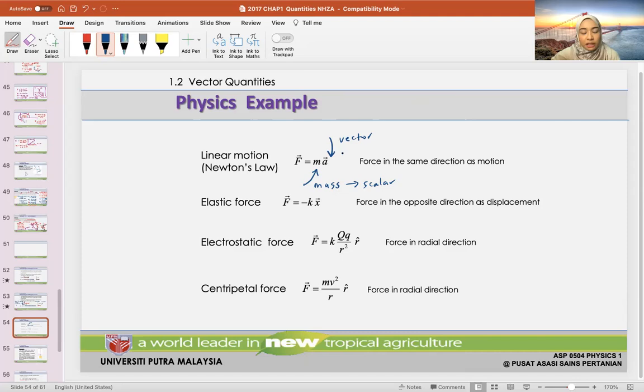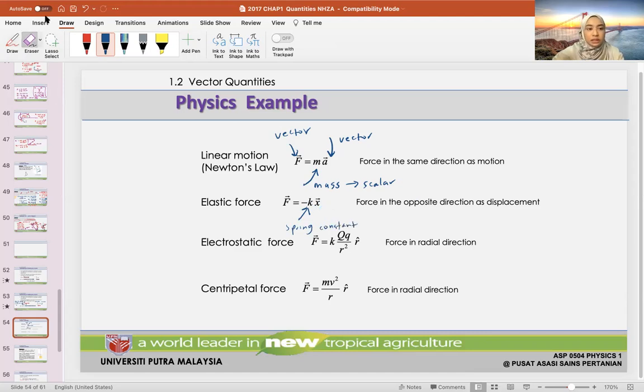So acceleration is a vector because it has direction. 10 meters per second squared to the right, 10 meters per second squared going up. Boleh. There's the direction. So scalar with vector gives you vector. Force also has magnitude and direction. And then we also have elastic force, F equals kx. Force memang vector lah, okay? K is the spring constant and x is the displacement vector. The displacement vector multiplied with a scalar spring constant gives me a vector force.